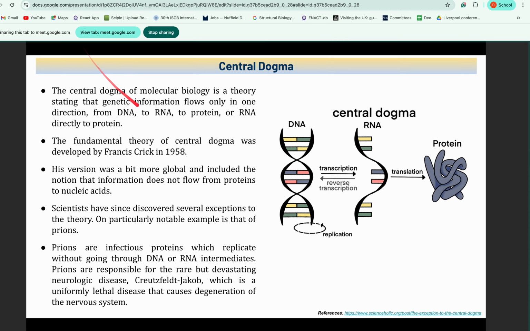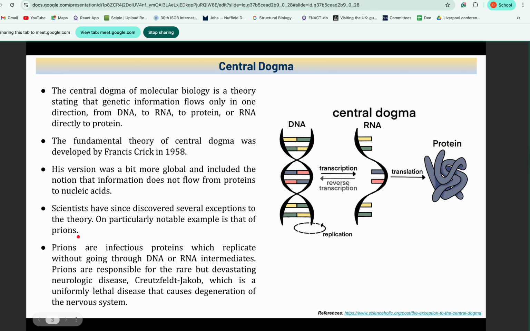Okay, so I'll just quickly go through the concept again. The central dogma is a flow of information in one direction. According to Francis Crick, information flows from DNA to RNA and then to proteins. But different scientists have identified that this is not true. There are some exceptions, and one such exception is prions.